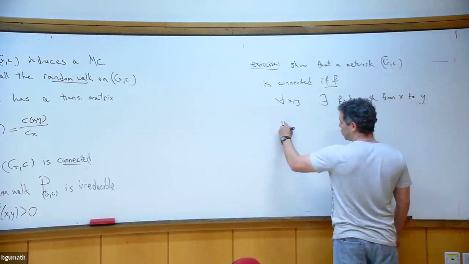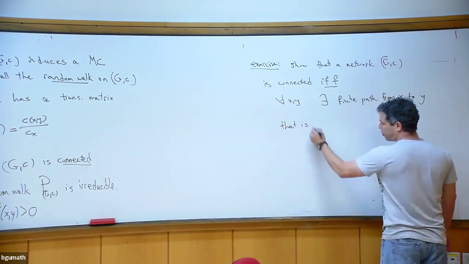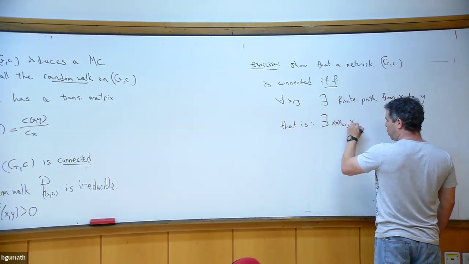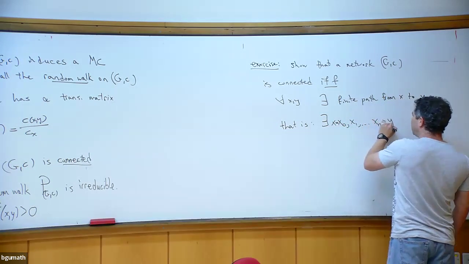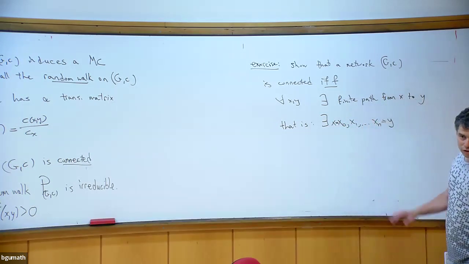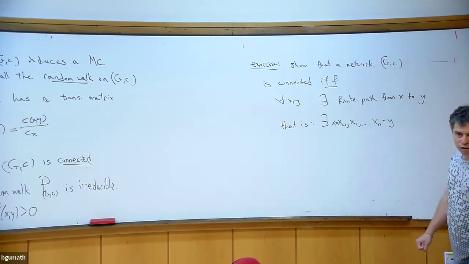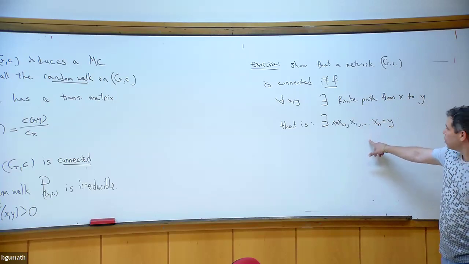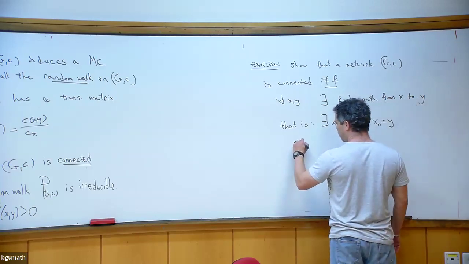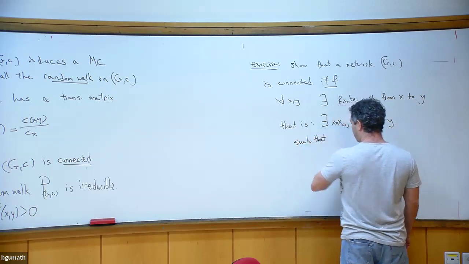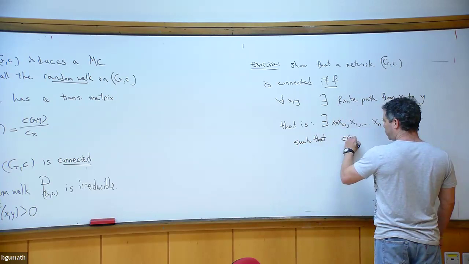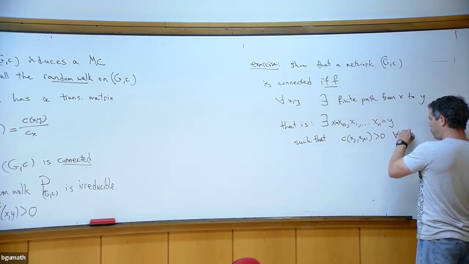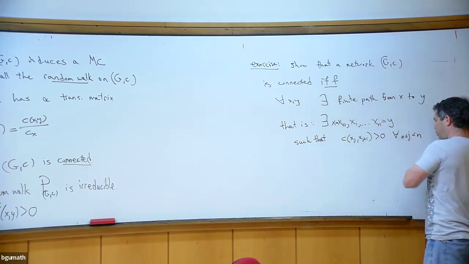That is, what is a finite path? There exists a sequence x0 is x, x1, up to xn is y. There is some n, okay, I didn't say what n is, but there is some finite number of vertices or sites in my set G, such that C of x_j, x_(j+1) is always positive, and this is for every j that goes from 0 strictly less than n.